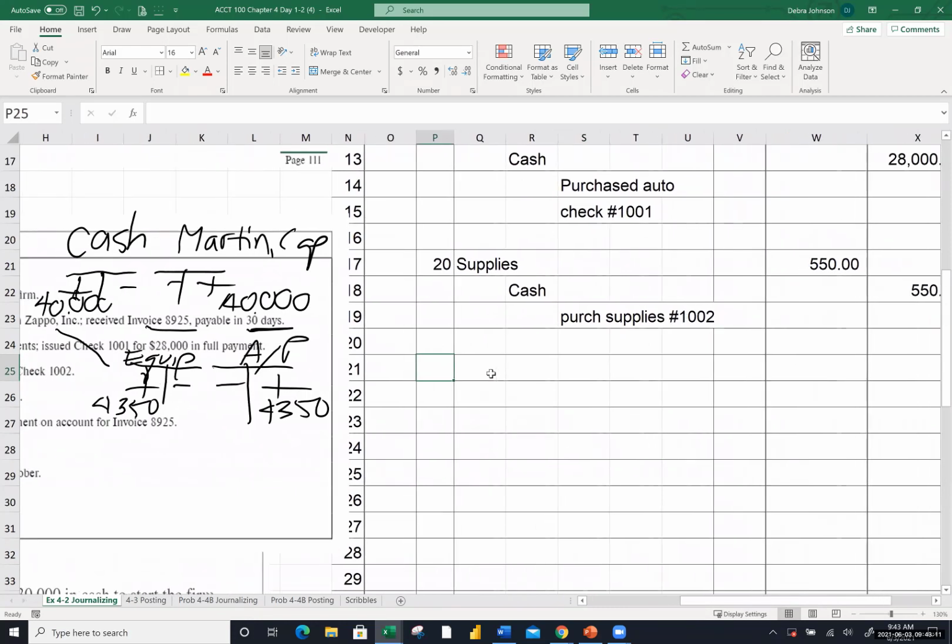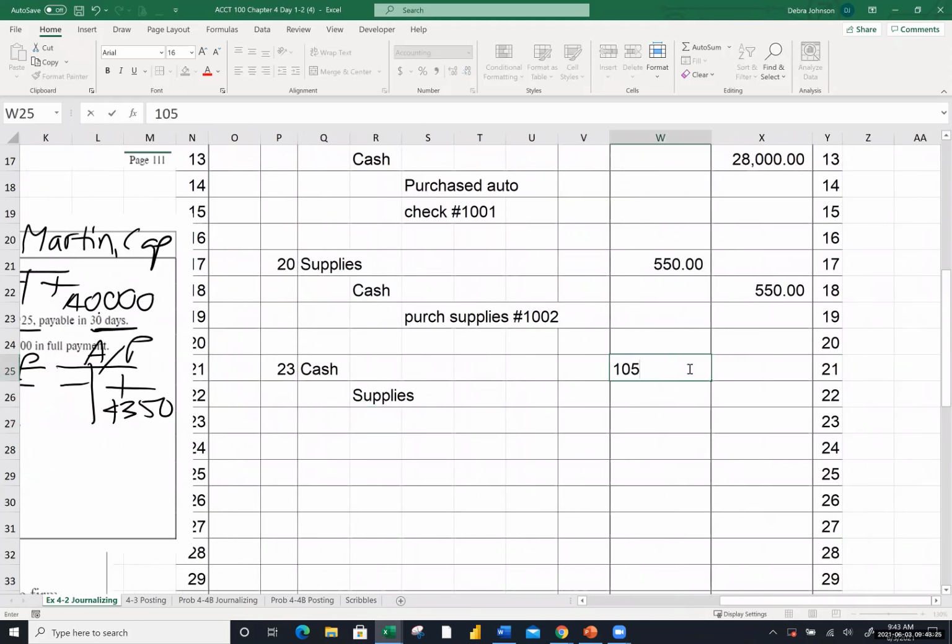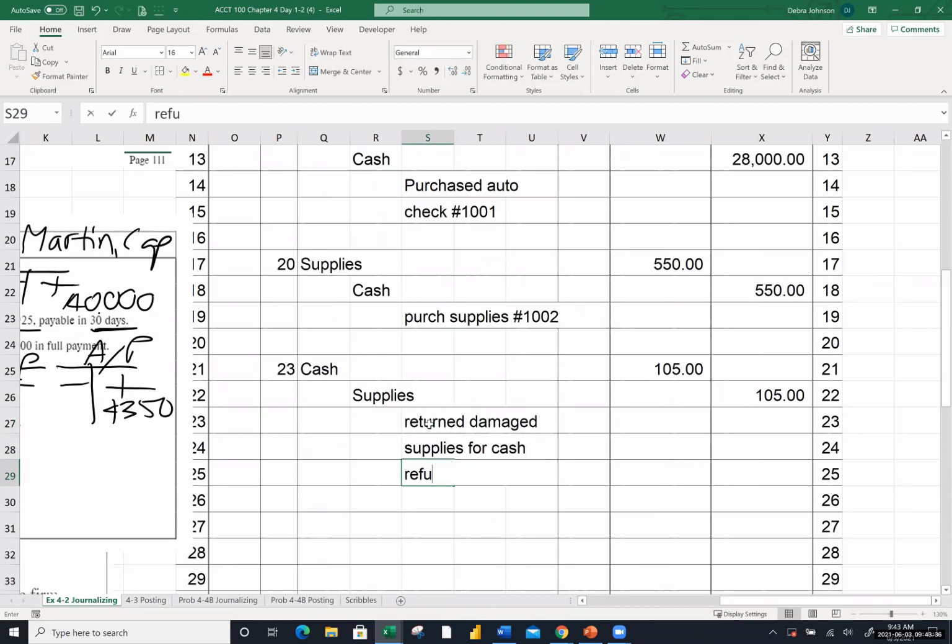Let me drop in the date. This is the 23rd. Cash went up with the debit, and my supplies went down with the credit. I believe they said it was 105, so let me drop that in. Brief description: returned damaged supplies for cash refund. And if they gave you some type of a document number, you could put that in there.